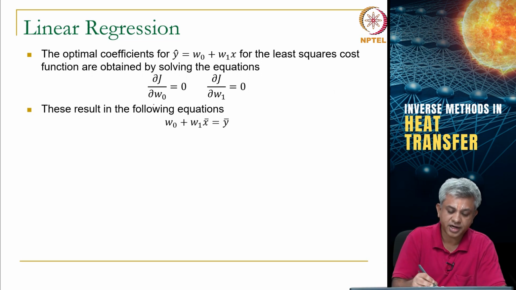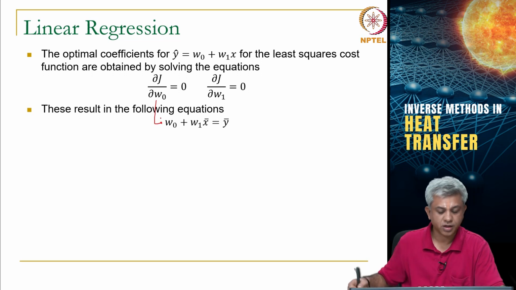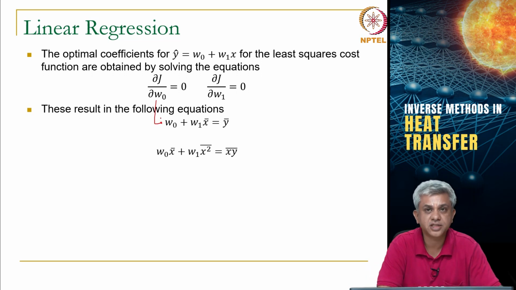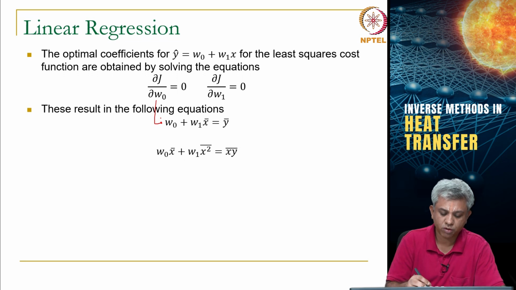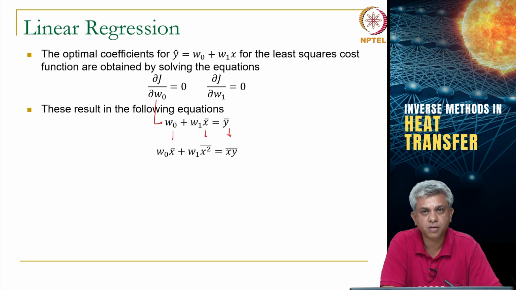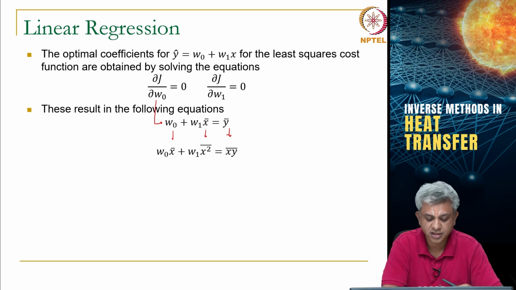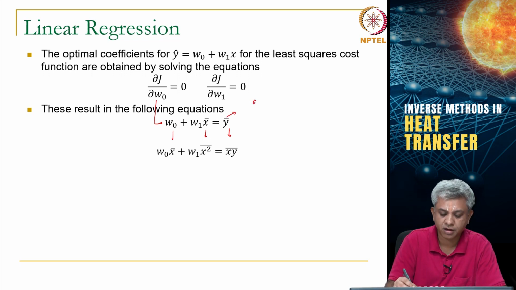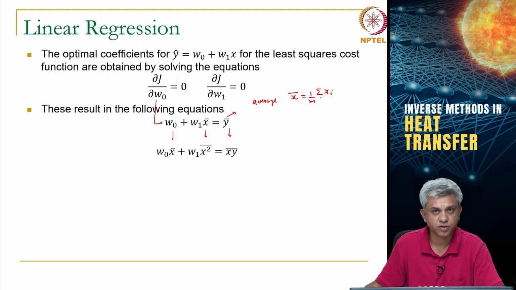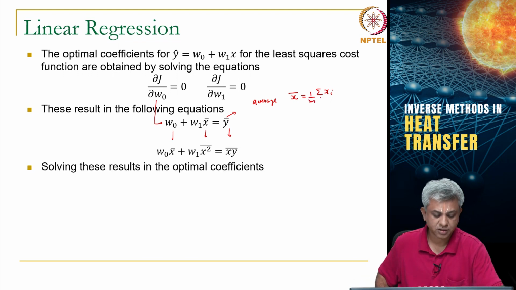This comes from del J del W0 equal to 0. Similarly, if you set del J del W1 equal to 0, you get an equation which is just the weighted version of the previous equation. You can notice that each term is roughly like multiplying the term in the previous equation by x, except of course we have this bar meaning average. So, for example, x bar would mean sigma x i divided by the number of data points. We had covered this in detail last week.